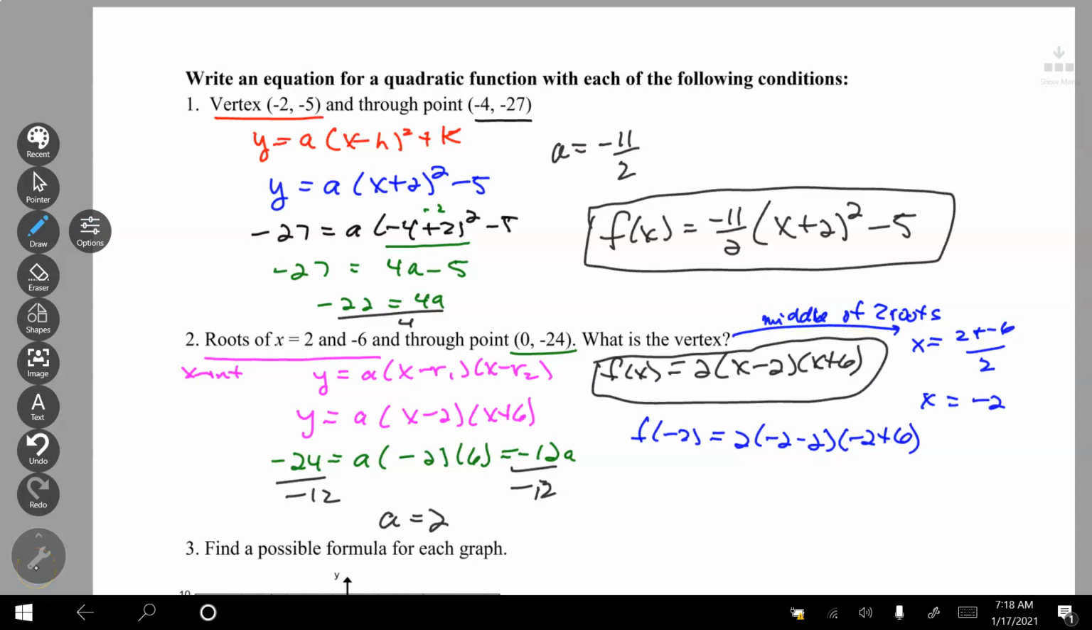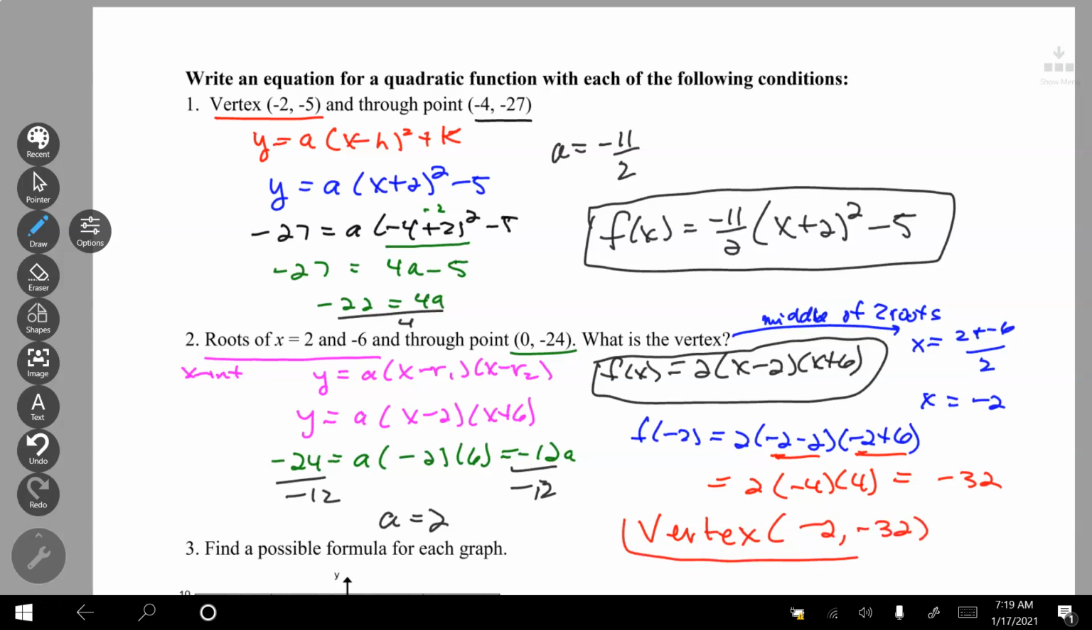And when I plug in the axis of symmetry, the x value of the vertex, into the equation for the quadratic, like I did here, what should happen is that the two parentheses should be opposites. So it's negative 4 and 4, because the idea is that negative 2 is 4 spots away from 2, and 4 spots away from negative 6. And when you do all that, you get negative 32 as your result. So your vertex is the ordered pair negative 2, comma, negative 32. That is the vertex of that parabola.